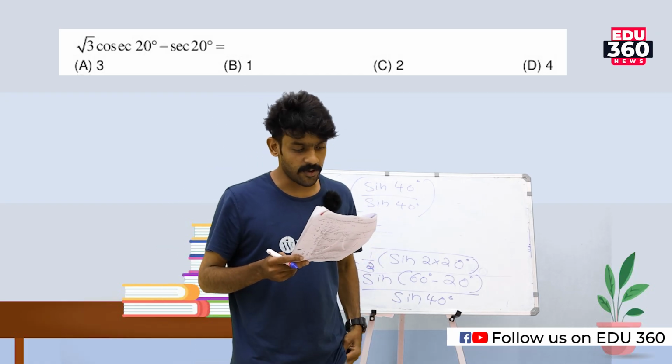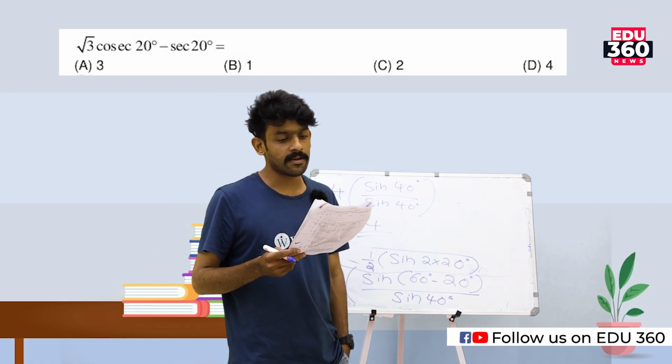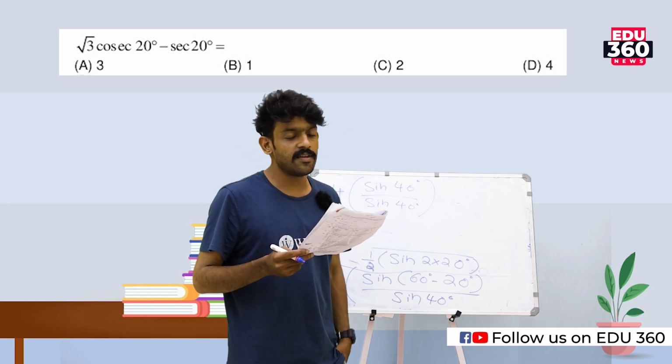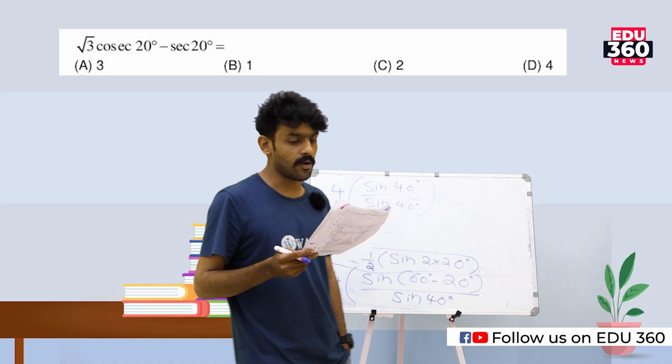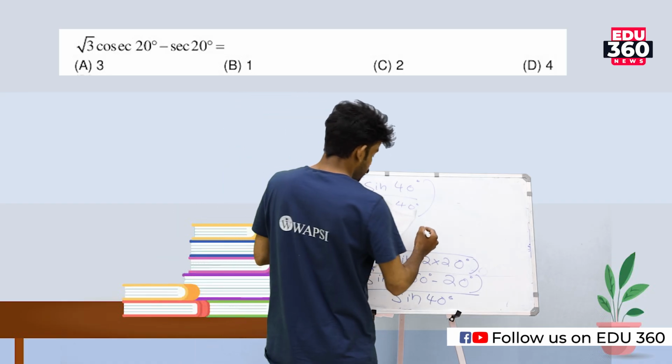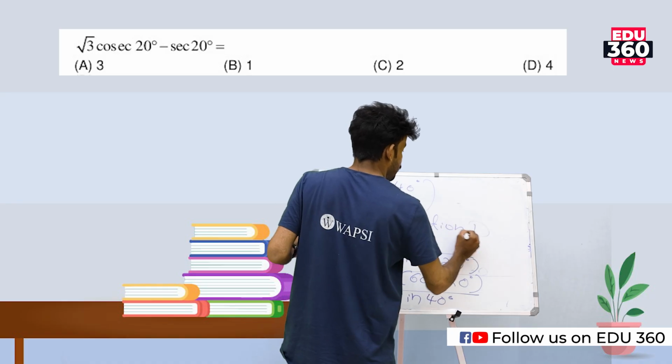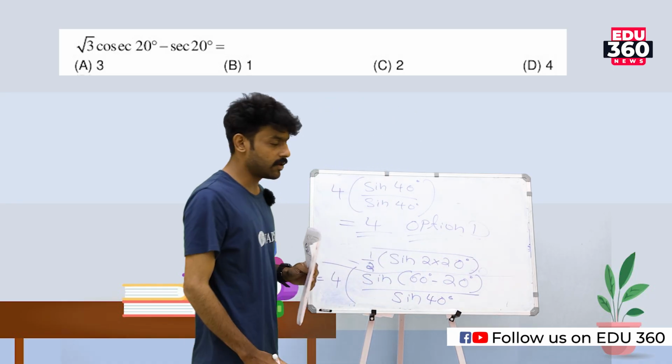So for this question, option D is the correct answer. The value of root 3 cosec 20 degree minus sec 20 degree is 4. So option D is the correct answer for this one.